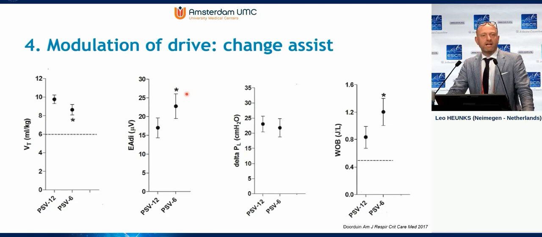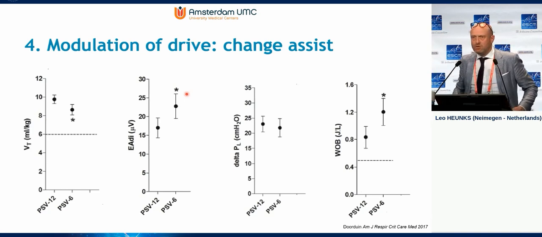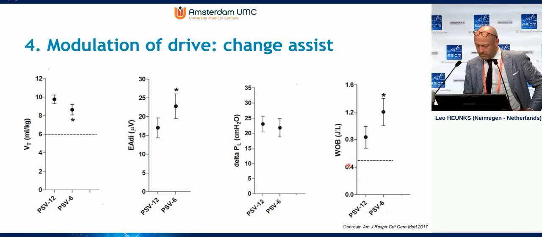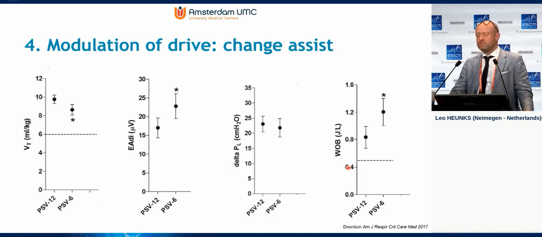Also, looking at the work of breathing performed by the diaphragm, as we're sitting here in this room, our work of breathing would be around 0.4, 0.5 joules per liter. Our patients did already, at 12 of pressure support, have a work of breathing that was higher, 0.8 joule per liter. And now reducing the level of support further increases the work of breathing. So perhaps I'm careful here, these are the patients that will get load-induced injury of the diaphragm.